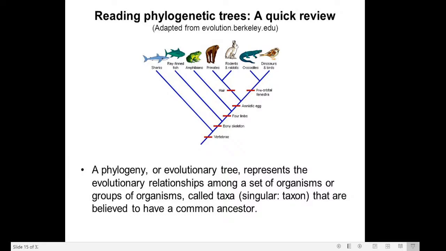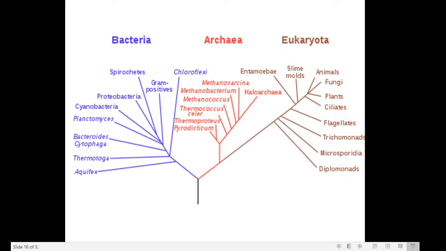And the overall common thing: eukaryote, archaea, bacteria. In the eukaryotes, we have plants, fungi, animals, flagellates, trichomonads, microsporidia, diplomonads, slime molds, entamoebae. These all come under eukaryote. Very important kingdoms. Okay, these are all the kingdoms.